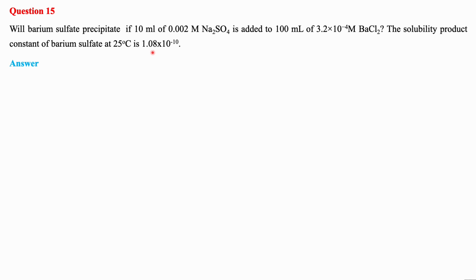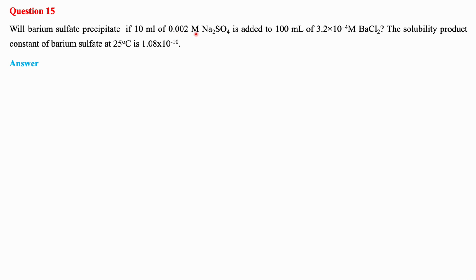Then how do you get the concentration of barium and the concentration of sulfate after mixing? So we need to get the number of moles before mixing. We have 10 milliliters of this one. If you multiply the volume with the concentration, we get the moles of sulfate, and here we get the moles of barium.